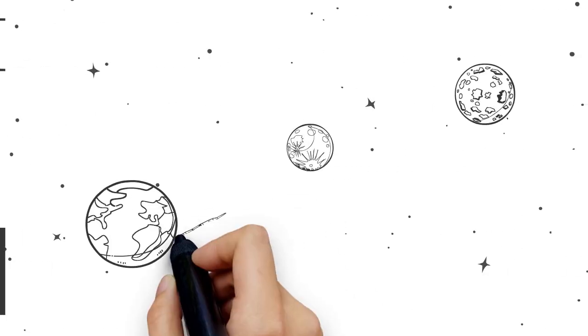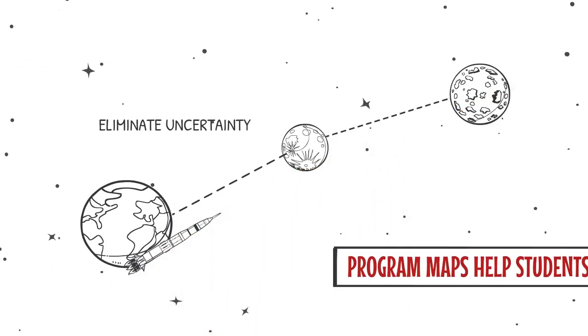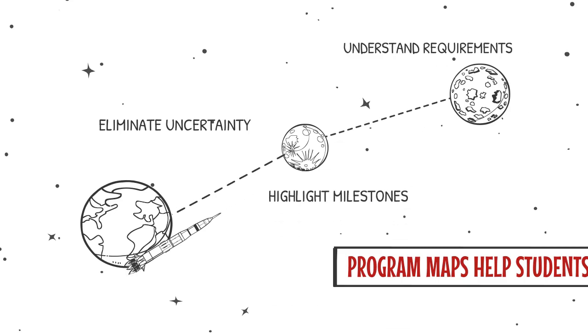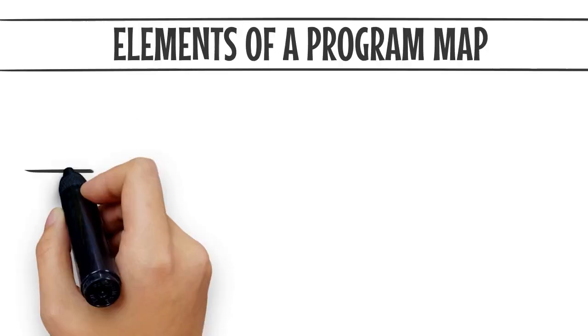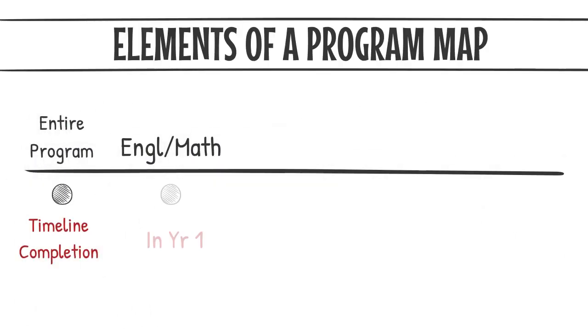Program maps help students find their way through a college's program. Maps sequence courses by semester, eliminate course-taking uncertainty, highlight milestones, and assist students to understand a program's overall requirements and timeline. So what are the elements of a program map?